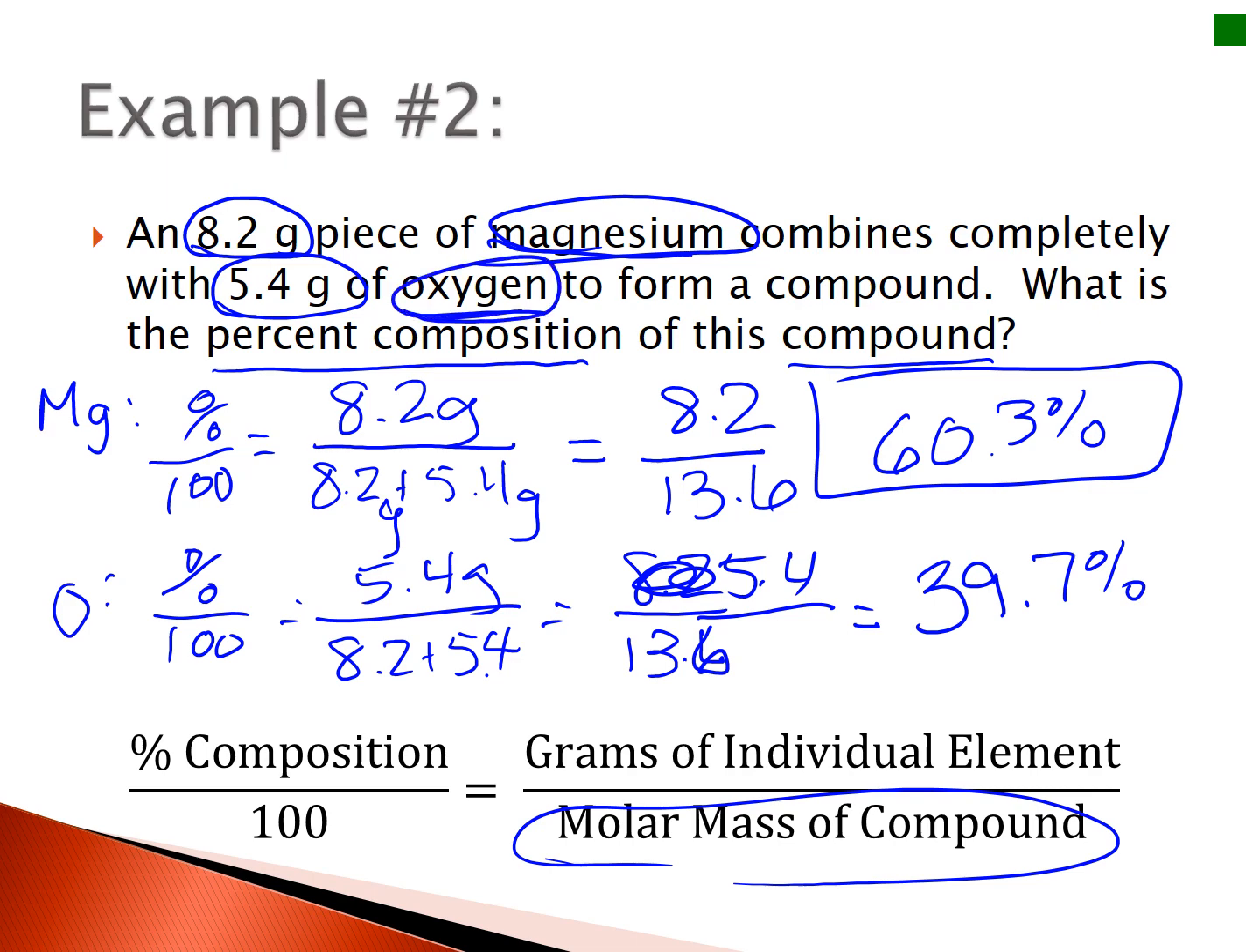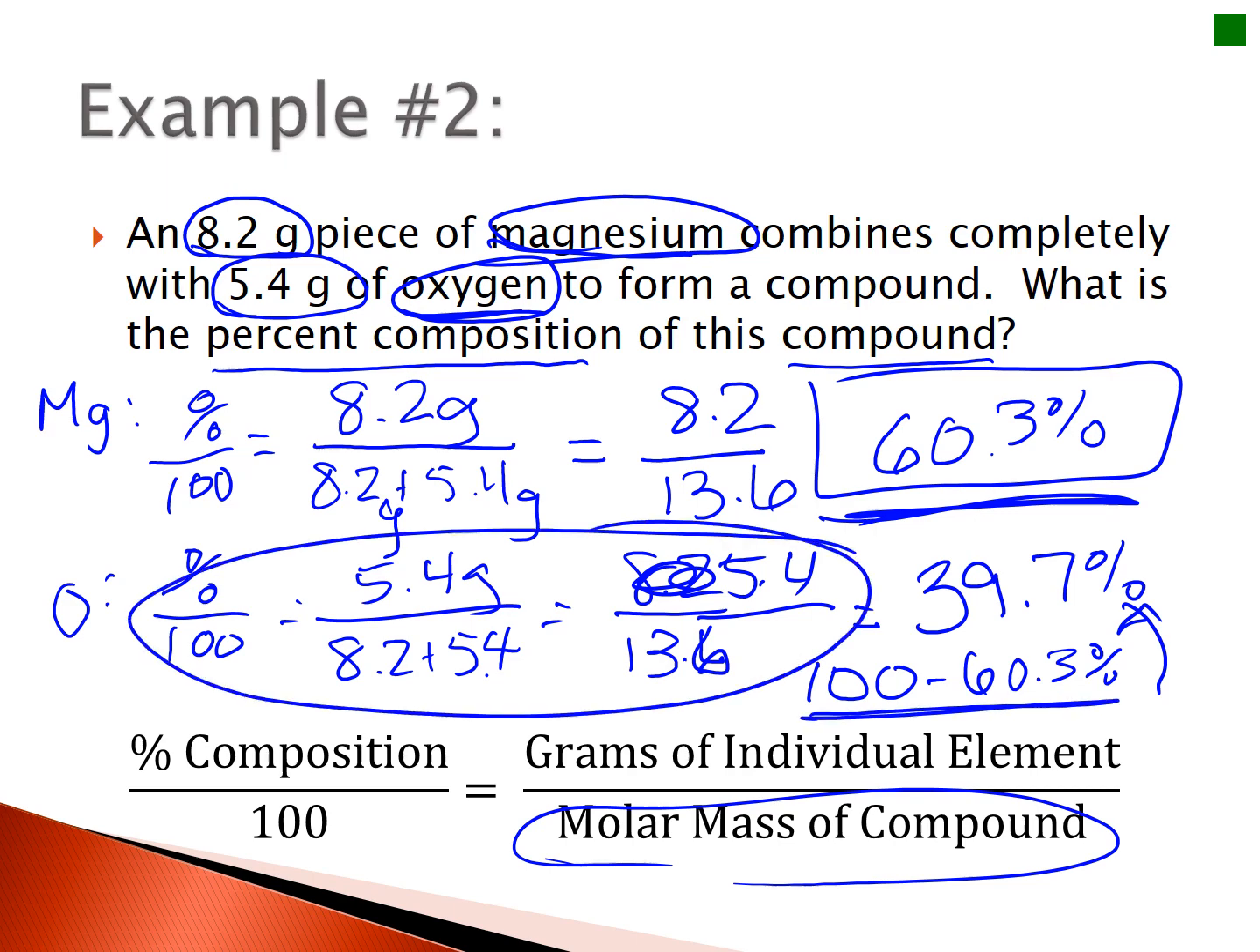Okay, so you can still do it in that format, but if there are only two elements, either magnesium or oxygen, and I know that 60% comes from magnesium, then all I have to do to figure out oxygen, because the total is going to equal 100, is take 100 minus 60.3%, and I get 39.7. So you don't actually need to show this work as long as you show that work.